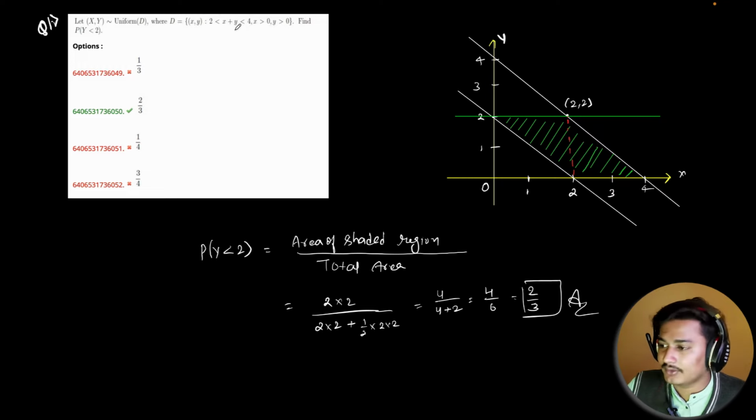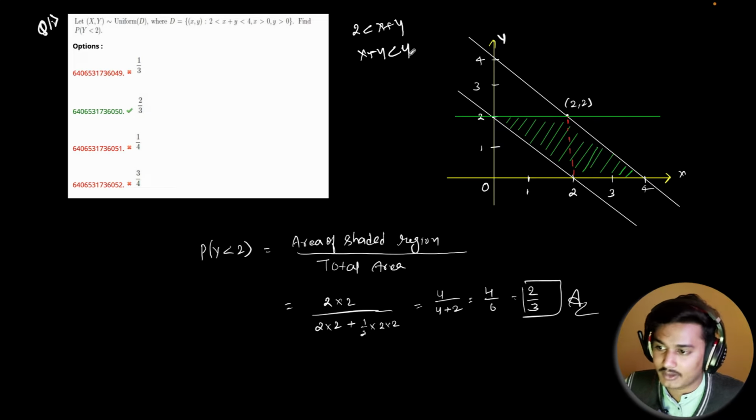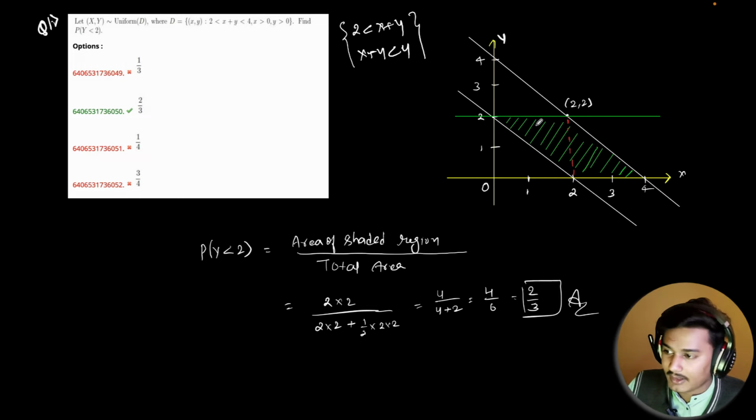2 less than X plus Y and X plus Y less than 4, right? So when we draw, this will be our region. This green shaded region will be our region for these two equations. Now we want basically P of Y less than 2. Y less than 2 is nothing but this region.